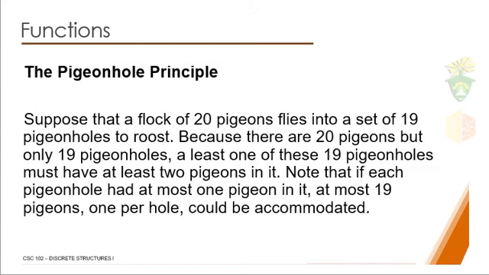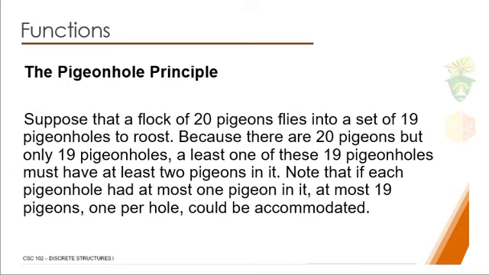Now let's proceed to the pigeonhole principle. Let's now discuss kung saan siya. Now, suppose that a flock of 20 pigeons flies into a set of 19 pigeonholes to roost. Because there are 20 pigeons, but only 19 pigeonholes, at least one of these 19 pigeonholes must have at least 2 pigeons in it. Note that if each pigeonhole had at most 1 pigeon in it, at most 19 pigeons, 1 per hole, could be accommodated.